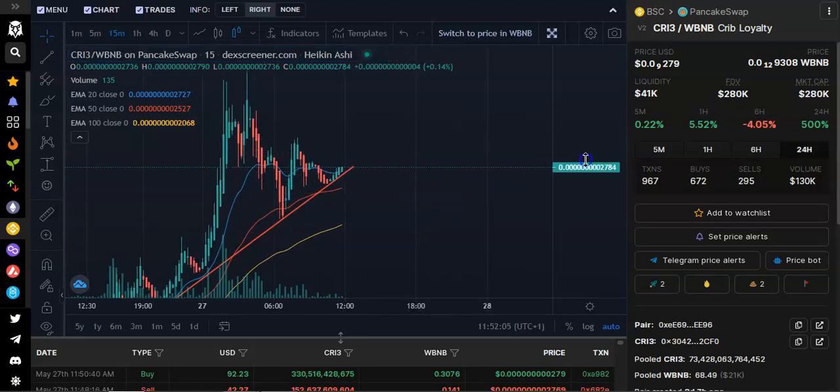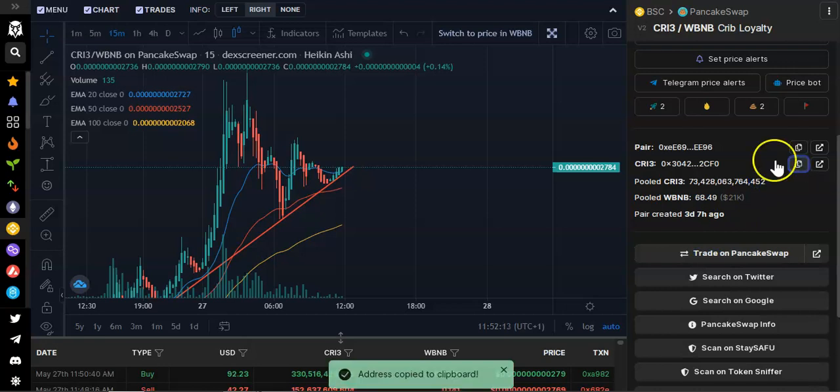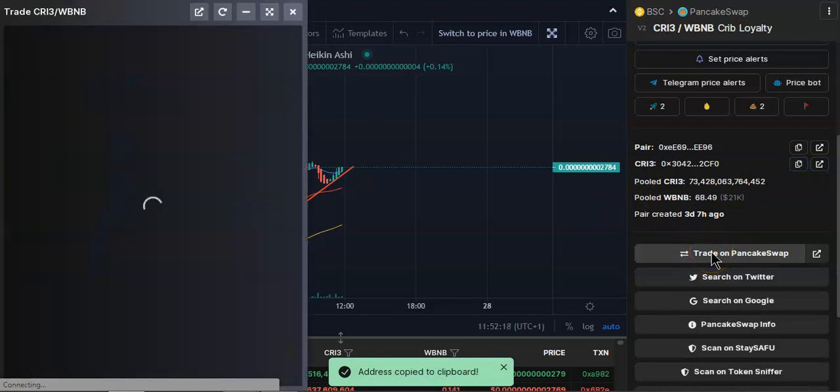So if you want to purchase this token, you come over here and trade on PancakeSwap or PooCoin, okay? Let me copy the token address just in case I need it. Okay, let's go over to PancakeSwap and purchase some tokens.